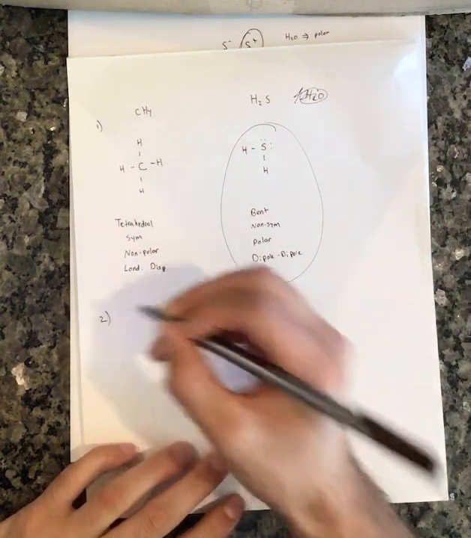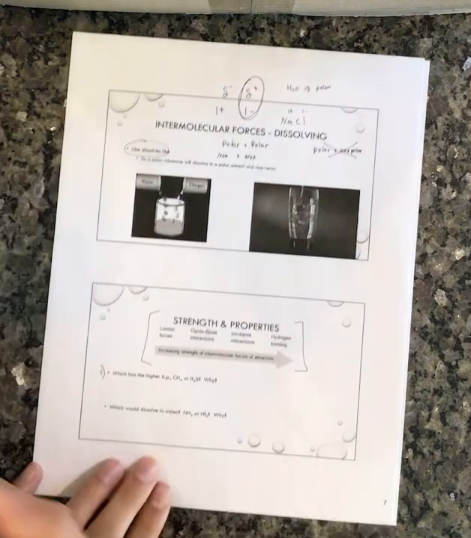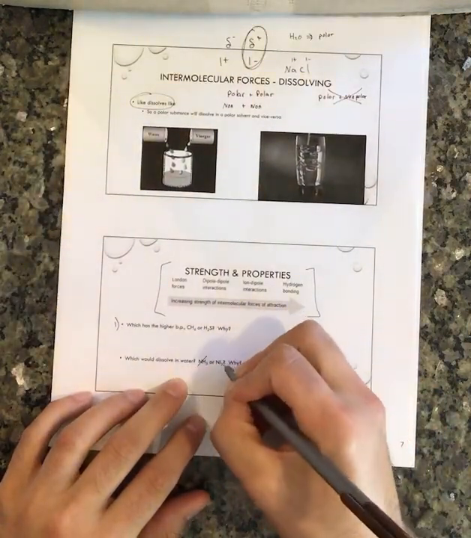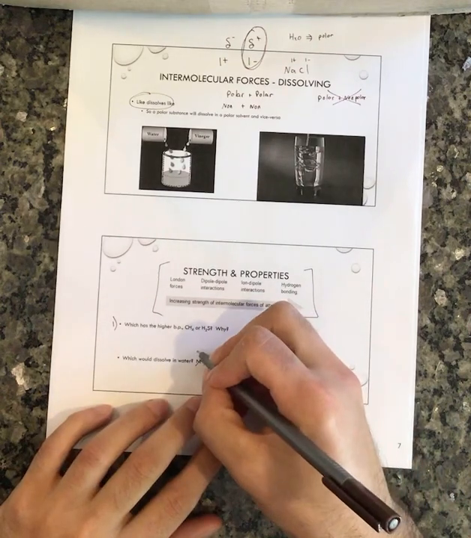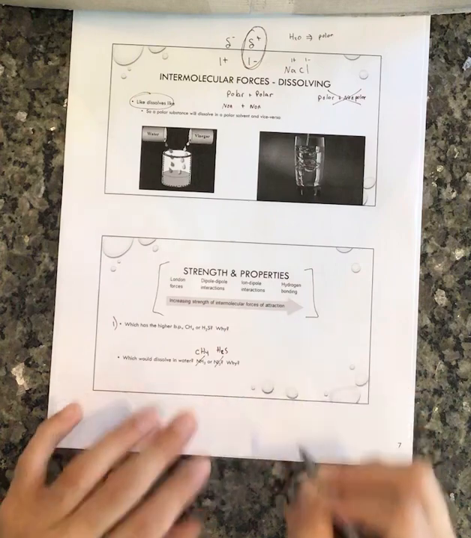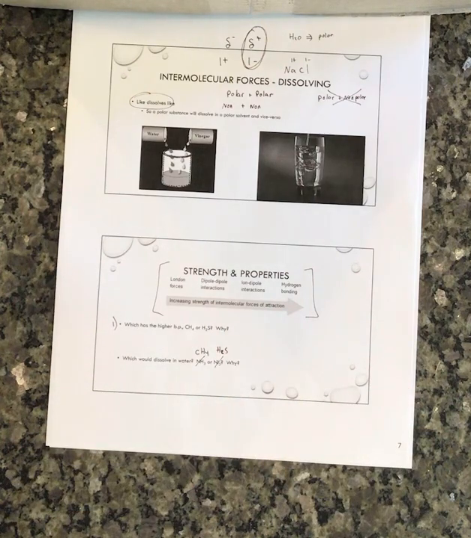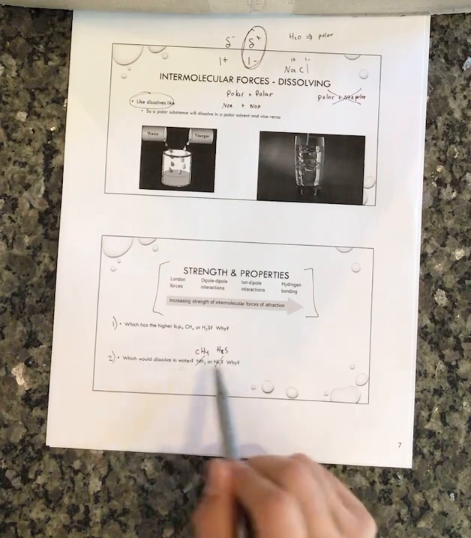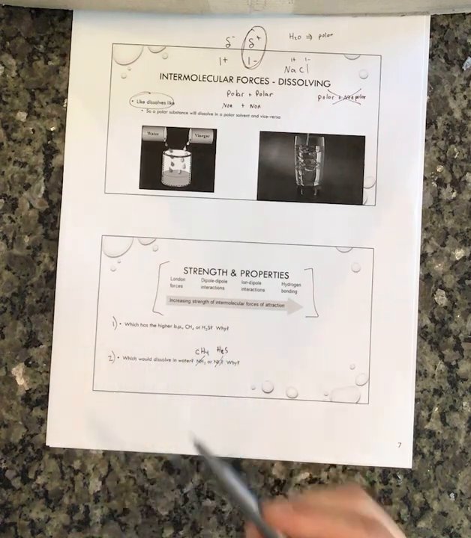Question 2. Okay. Now, for question 2, what I want you to do is cross out these two, and we're just going to work with the same ones. We're going to put CH4 and we're going to put H2S. We're going to use the exact same one so we don't have to redraw. Okay, so for question 2, which of these compounds would dissolve in water?